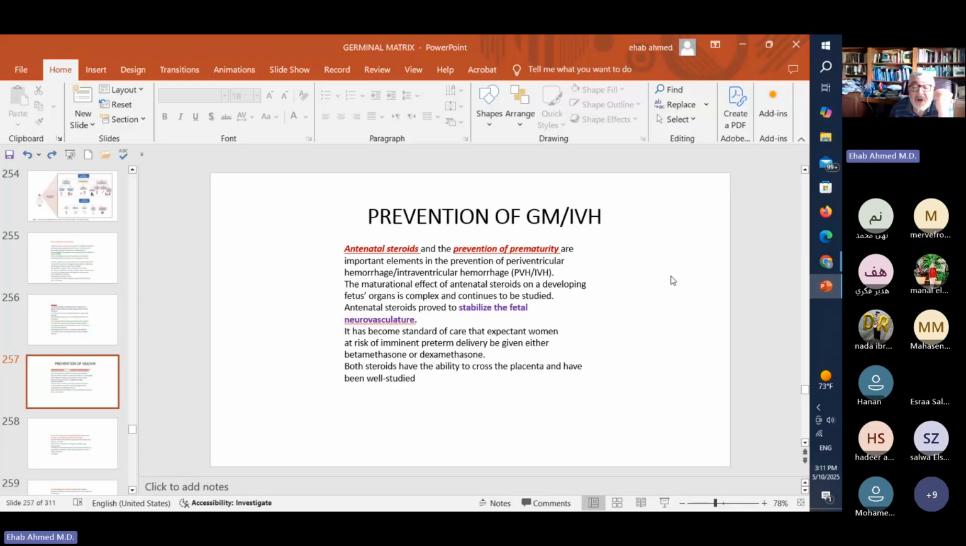Okay, great. And then how they work, the mechanism of action: they can cross the placenta and go to the baby and they stabilize the fetal neurovasculature in the germinal matrix. So, antenatal steroids.